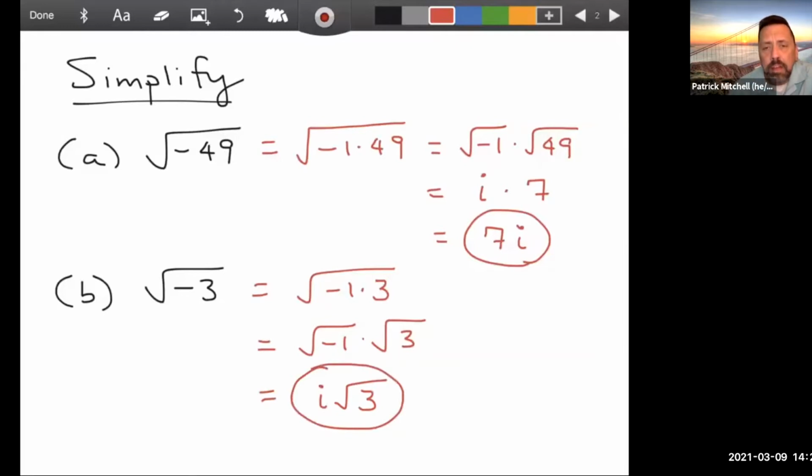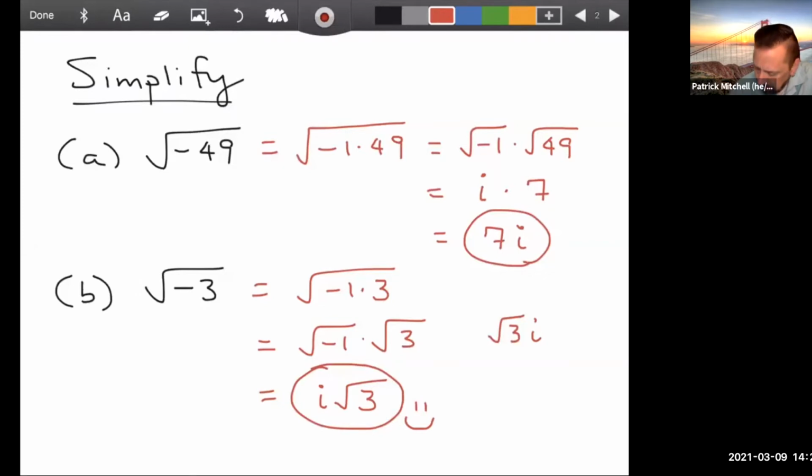Now, there may come a time when you start wondering, okay, Mitchell, why are you writing it like that and not like this? Well, I guess that's technically correct. The reason that we traditionally like this better is because there can't be any confusion about whether the I does or doesn't go under the radical.